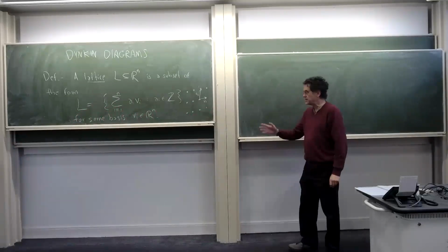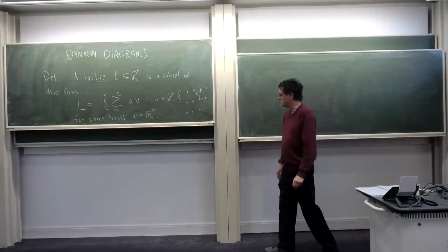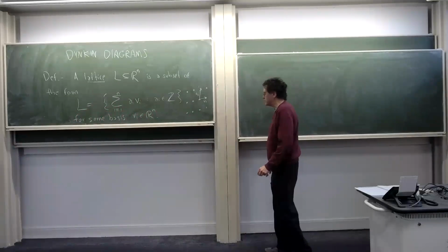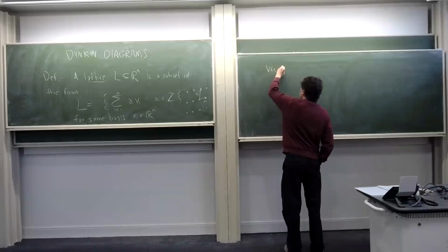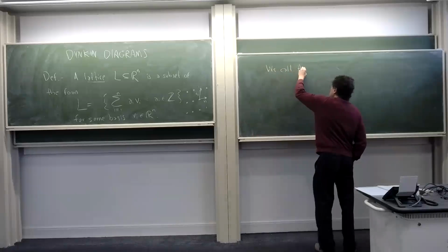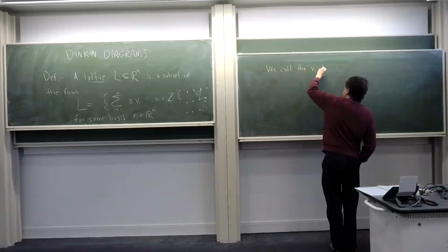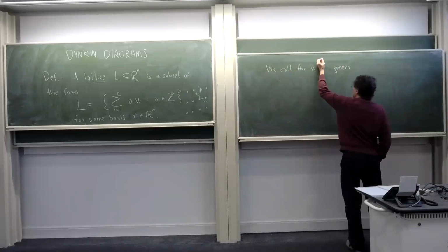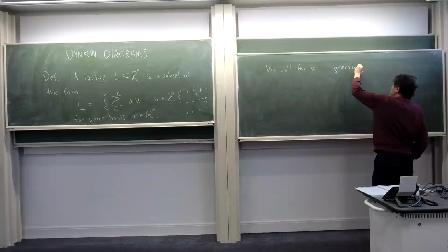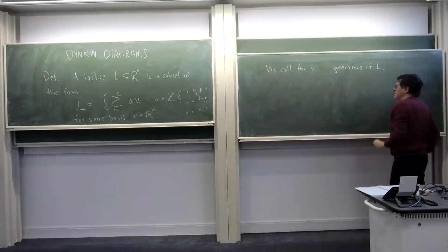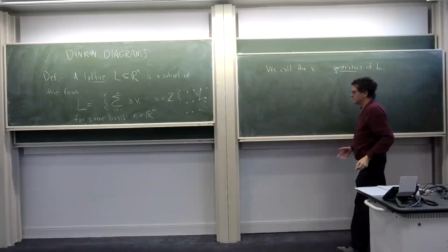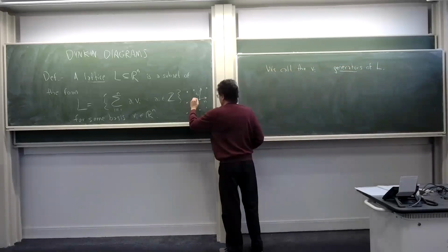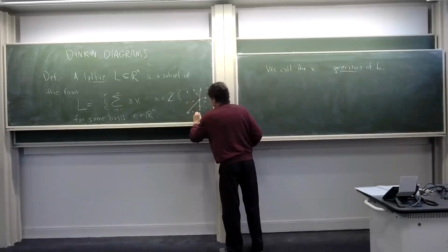And of course, you'll notice that the same lattice can have different choices of these vectors Vi. So we call these vectors Vi the generators of the lattice. You can say we call them generators of L. And there are different choices of generators. So I could have equally as well picked these vectors here to be generators.